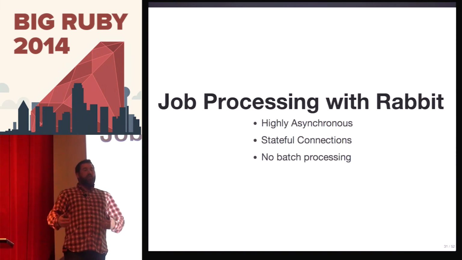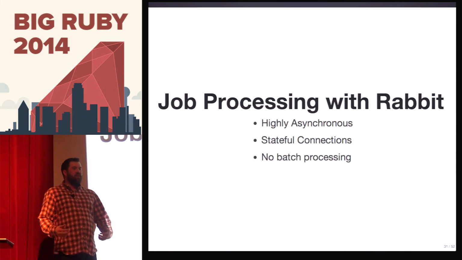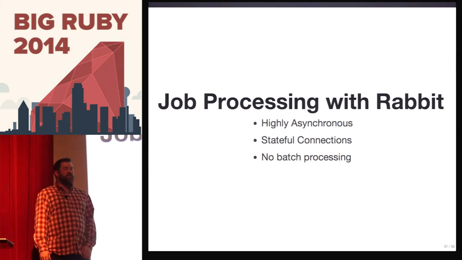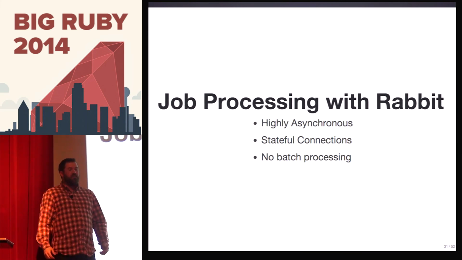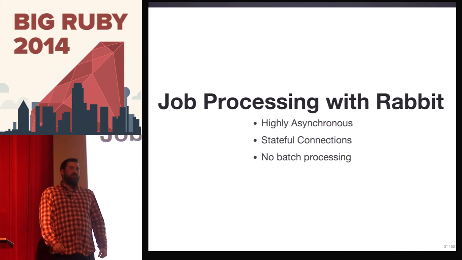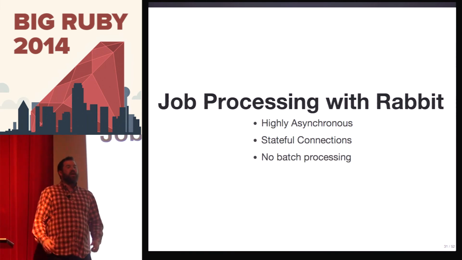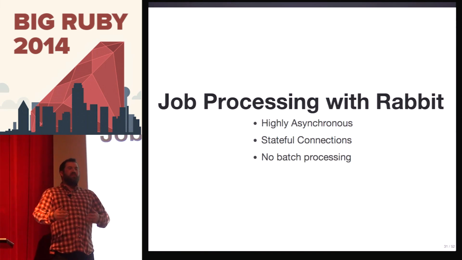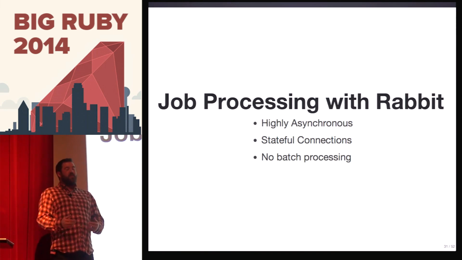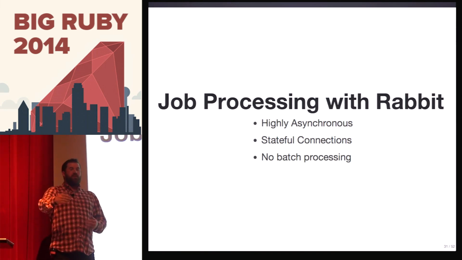So a little bit about how you interact with Rabbit. When you're interacting with Rabbit, it's highly asynchronous. You make a request for something, and it sometimes comes back later and tells you about it. When you tell it, hey, I'm done with this job, it'll tell you that it accepted that sometime later. So this is a really asynchronous thing. Because of that, all of the connections to Rabbit are also stateful. So that means the same connection that you open to receive a job is the same one you have to say you're done with the job on.